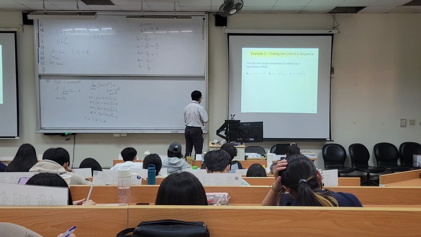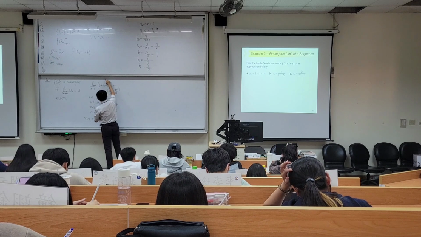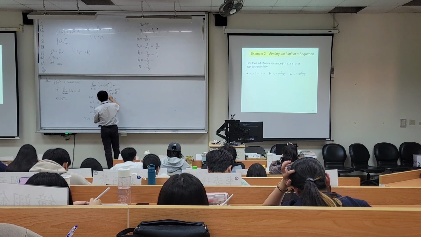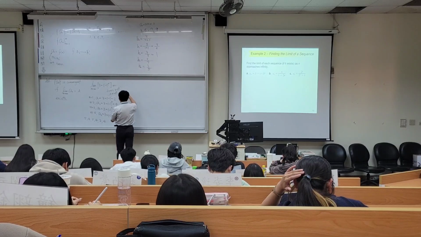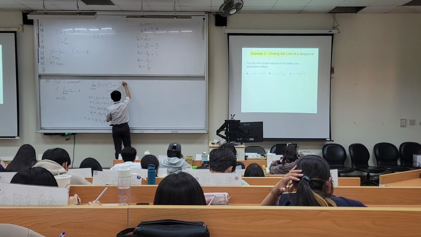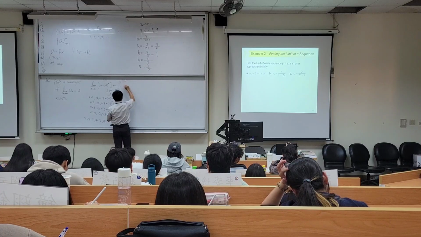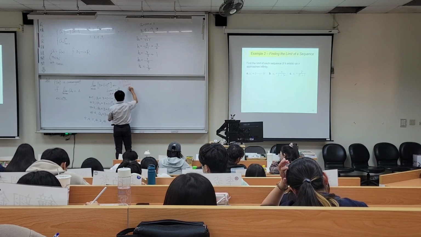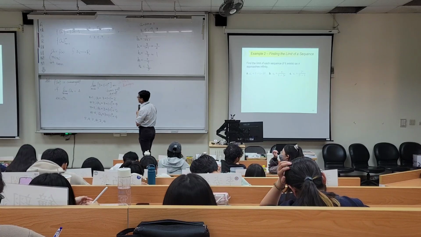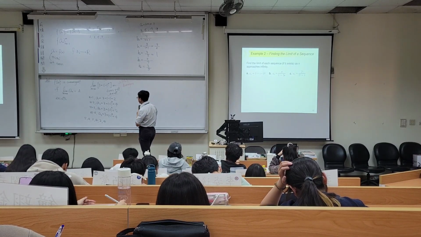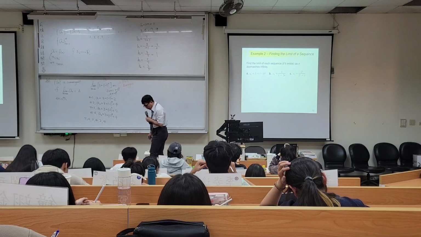Because the final term, the last term a sub n, the nth term, the limit of the nth term does not exist. Therefore, a sub n diverges. Okay, here's this one. How about B?